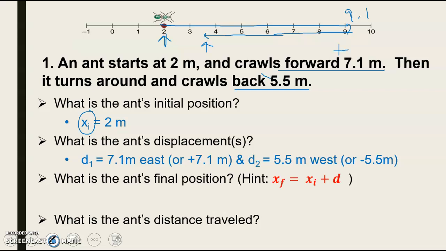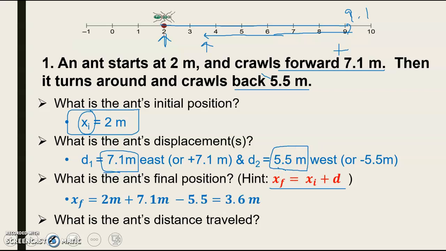Our third part, what is the ant's final position? So where does the ant end up? And remember, we do have a formula to help us solve for this. The final position equals the initial position, which we already wrote down, plus the displacement. And we have 2 displacement values that we need to add together. So we have 2 plus 7.1 minus 5.5, because remember, we were going backwards at that point. Once you do the math, you should get 3.6 meters.